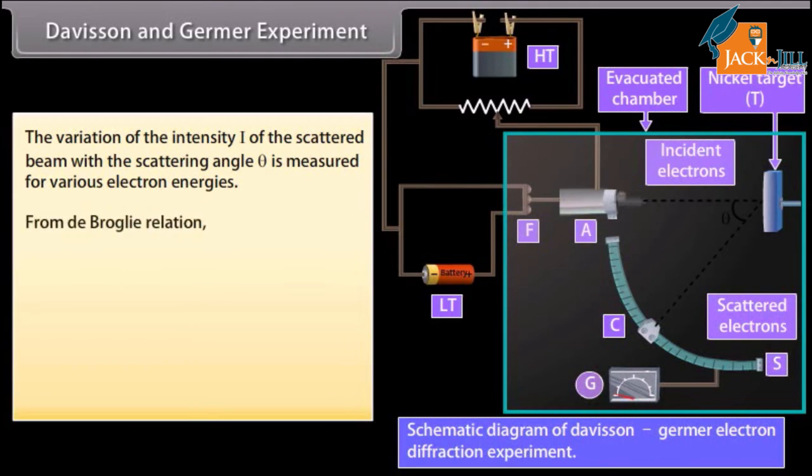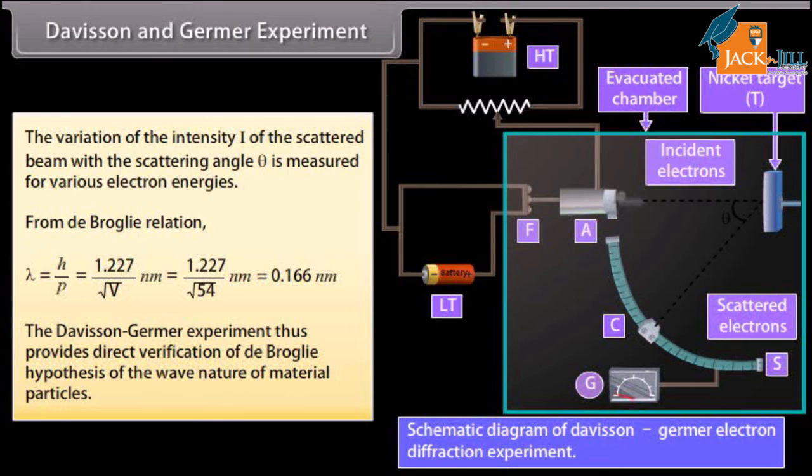From the de Broglie relation, the de Broglie wavelength associated with the 54 eV electrons can also be determined. For these electrons accelerated through a potential difference of 54 V, lambda is equal to h by p, which equals 1.227 by square root of V nanometer, which is 1.227 by square root of 54 nanometer, equals 0.166 nanometer. The Davisson-Germer experiment thus provides direct verification of the de Broglie hypothesis of the wave nature of material particles.